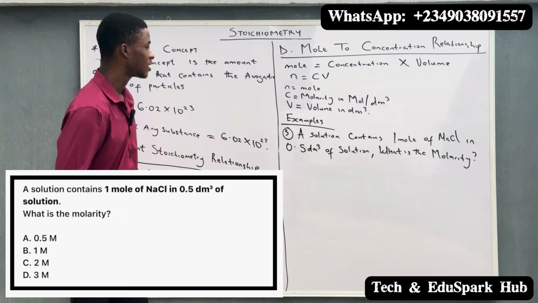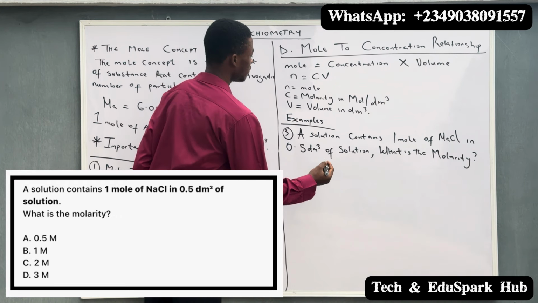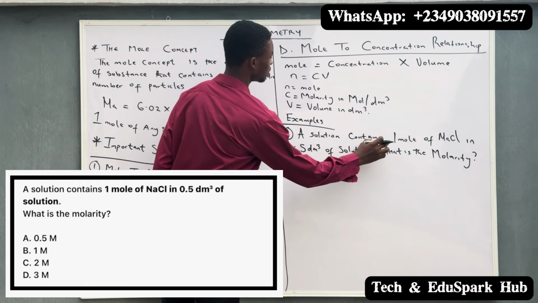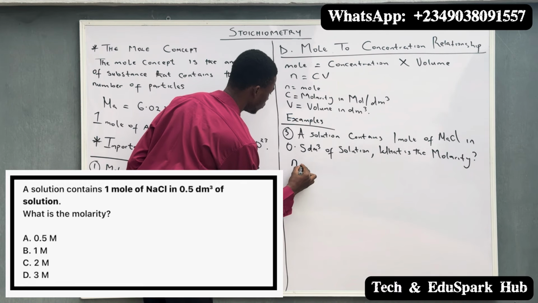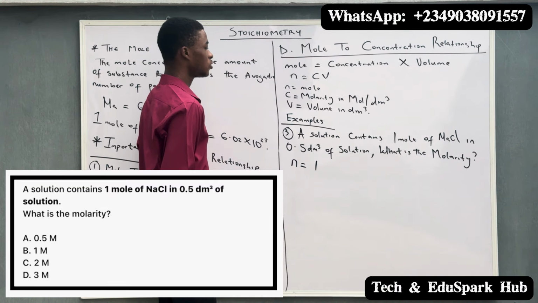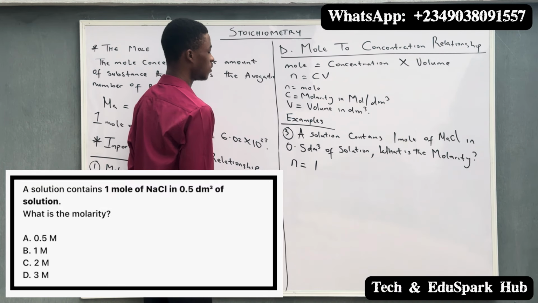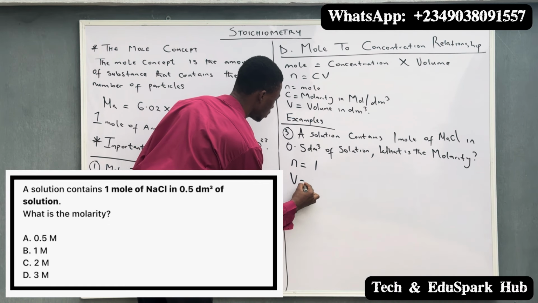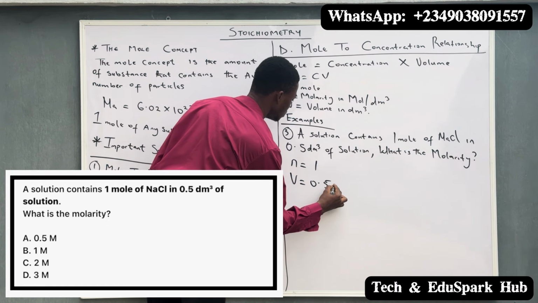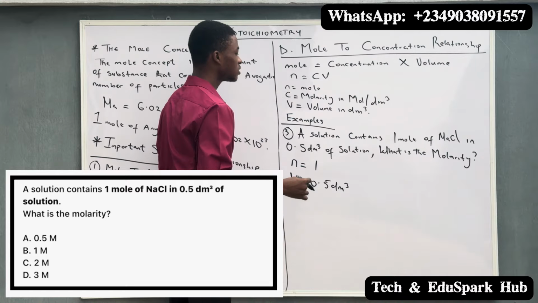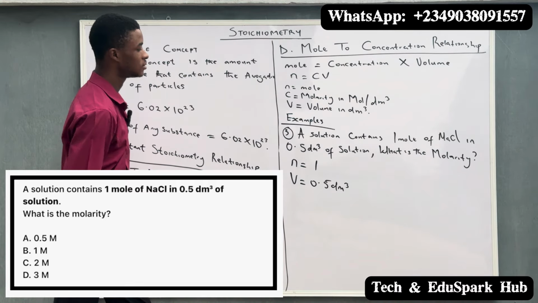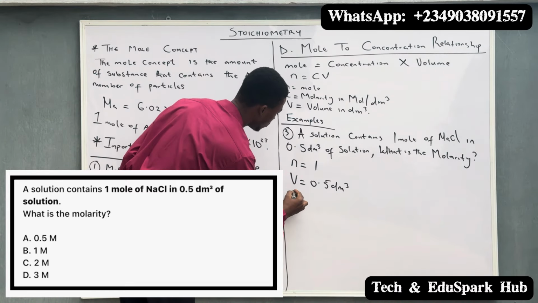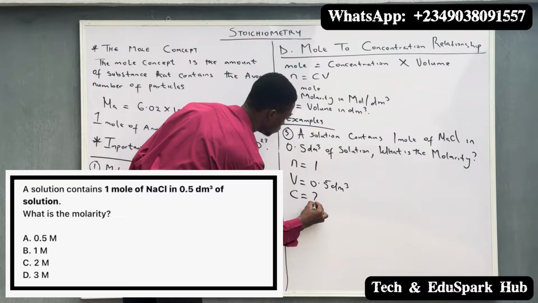So in order to solve this kind of question, we have to write our given parameters. The question says a solution containing 1 mole. So we know that our number of moles is equal to 1, and also in 0.5 dm³ of solution. So our volume will be equal to 0.5 dm³. The question is now asking us to calculate the molarity. So what is the molarity?